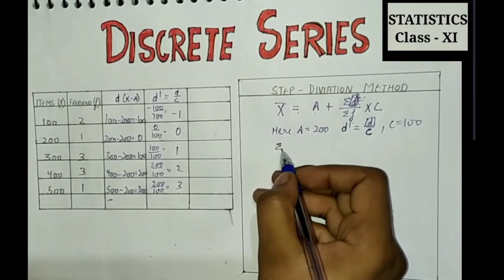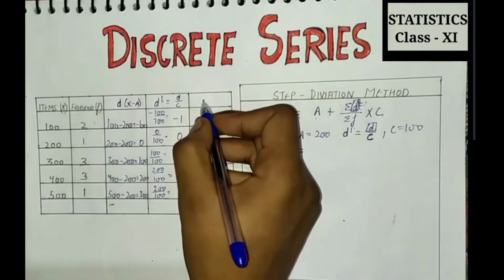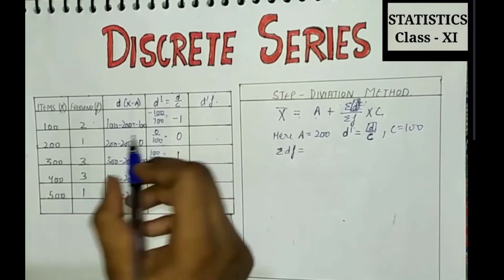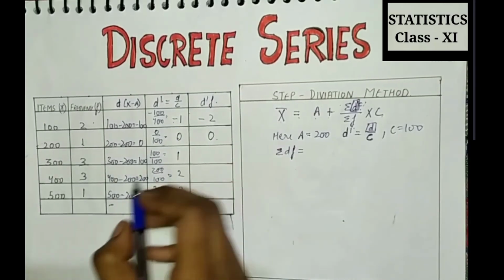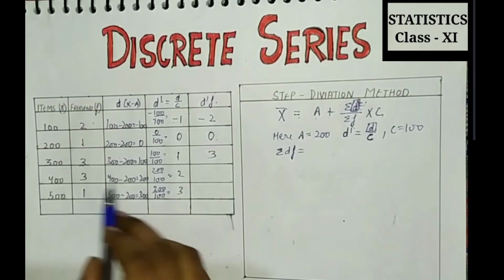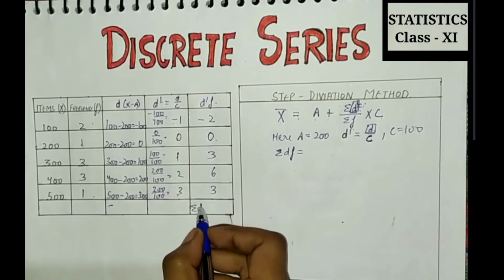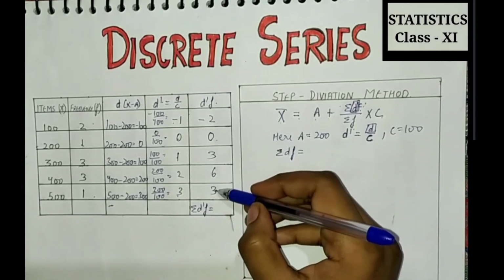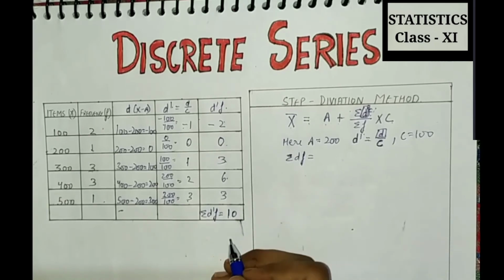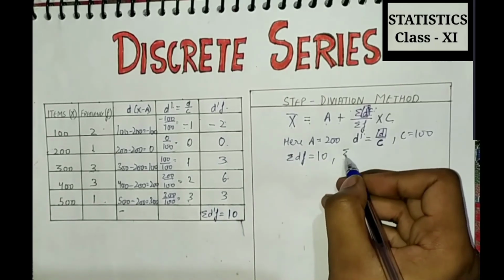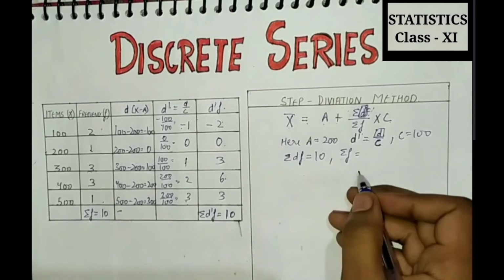The next term is sigma d dash f. So now we multiply d dash with its frequency. So the next column is d dash f. So minus 1 multiplied by 2 is minus 2, 0 multiplied by 1 is 0, 1 into 3 is 3, 2 multiplied by 3 is 6, 3 multiplied by 1 is 3. So sigma d dash f is equal to 10. Sigma f we have already calculated, this is 10.